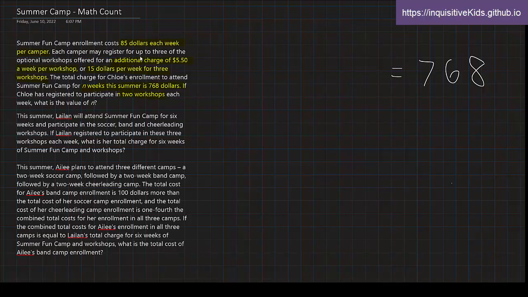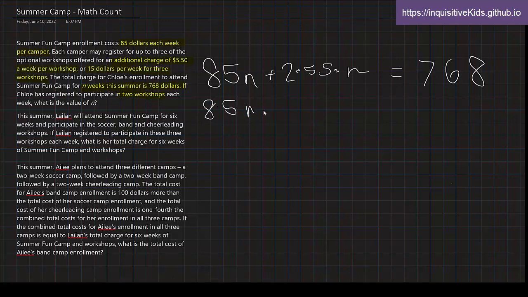And we know that we need to spend $85 each week per camper. And how many weeks did she spend there? We don't know, but the variable for it is N. So that is added with the additional charge of workshops. We know that she registered for 2 workshops each week, meaning that she would have 2 times 5.5 times N dollars to spend on all the workshops. And this is our equation. All we have to do is combine like terms and we can solve it.